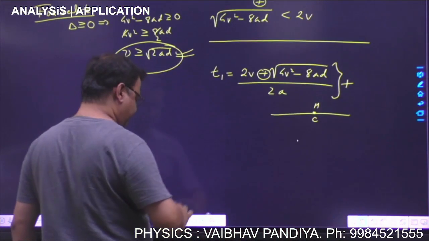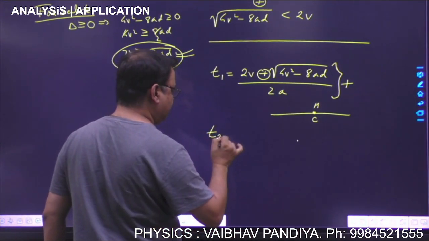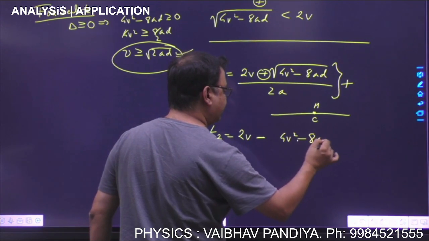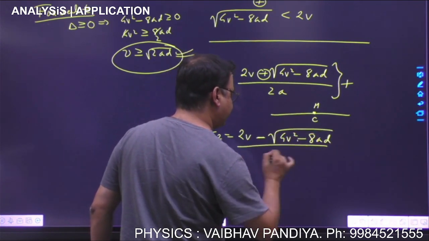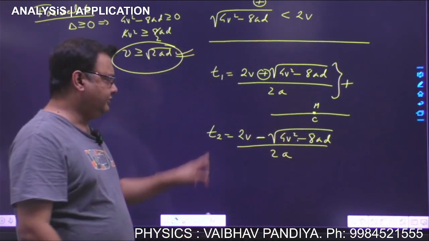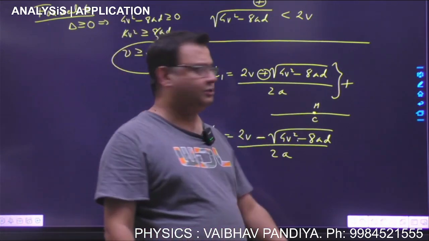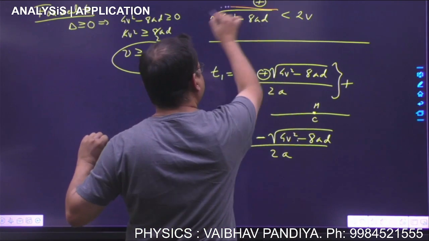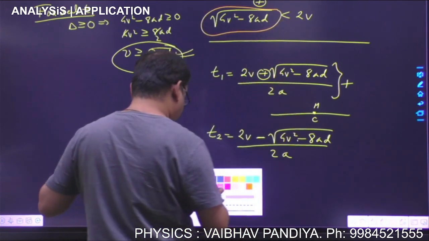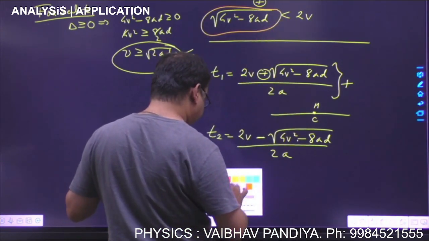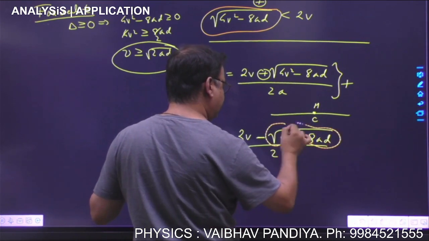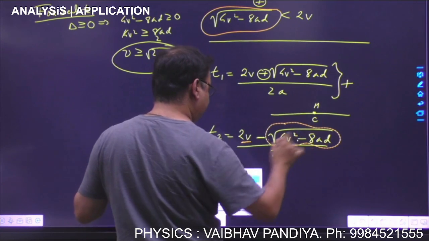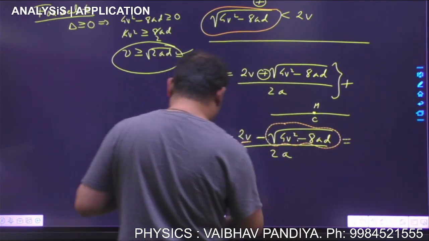Now let's see the nature of the second root. When taking the negative sign, it will come to be 2v minus root of 4v square minus 8ad by 2a. Now what do you think? Will this root be positive or negative? So we have done the mathematical analysis. This whole root thing is coming to be less than 2v. So when you are subtracting this thing from 2v, of course this will be positive. So this root will also come to be positive.